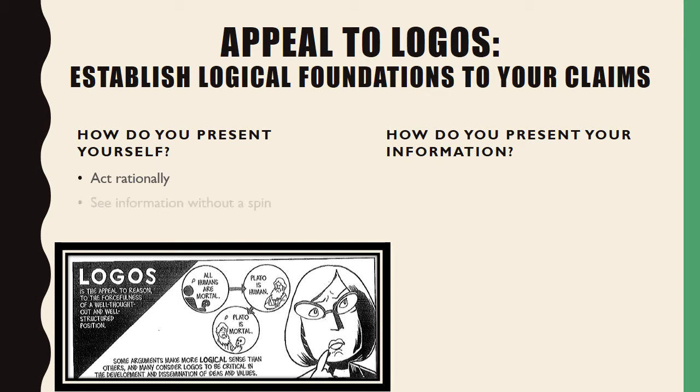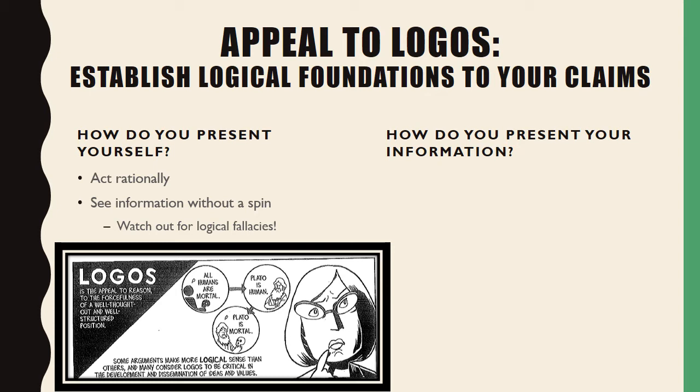So act rationally. You want to be able to look at information without a spin, which means you want to be able to step outside of your own perspective. On one hand, you want to be able to identify the emotional aspects, and on the other hand, you want to be able to say, I understand why somebody else might not see it this way, right? That's going to be seeing information without a spin. And so one way that you do that is you watch out for something called logical fallacies, which we'll get to in just a second.